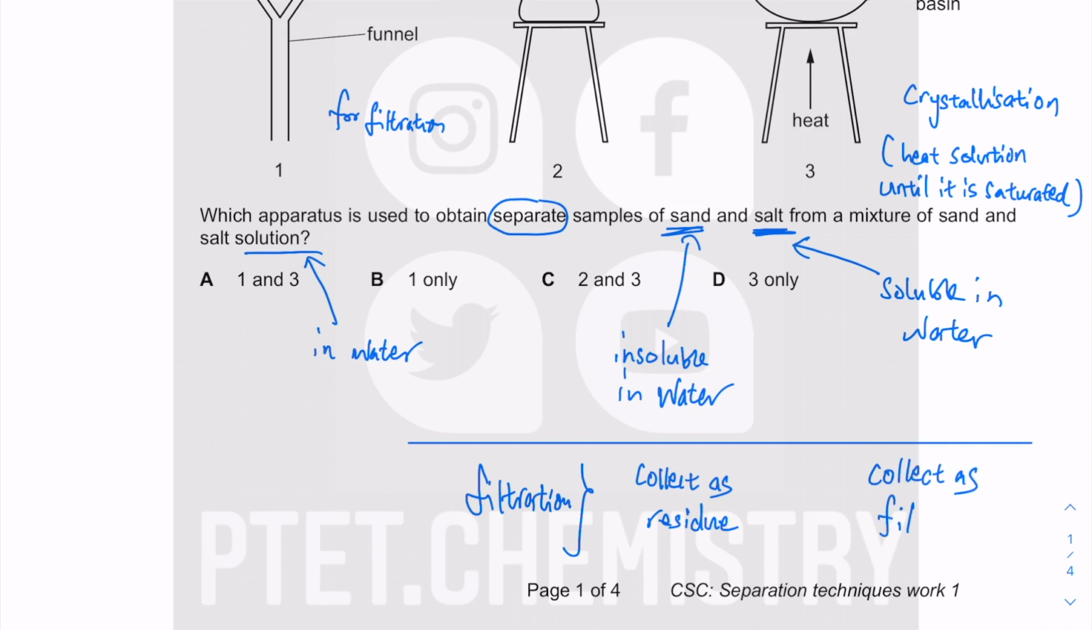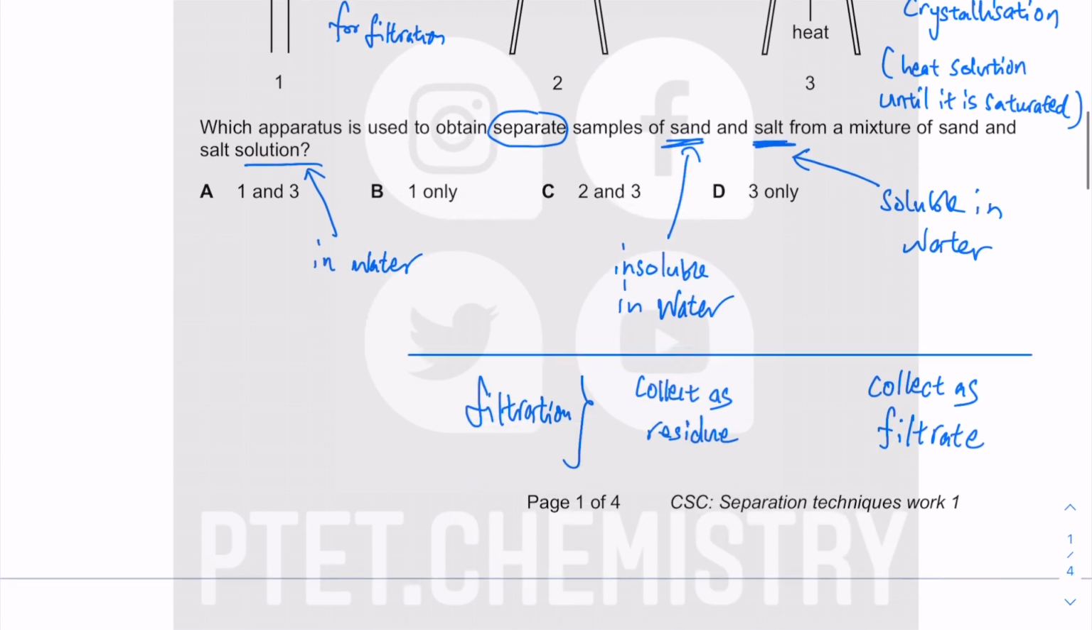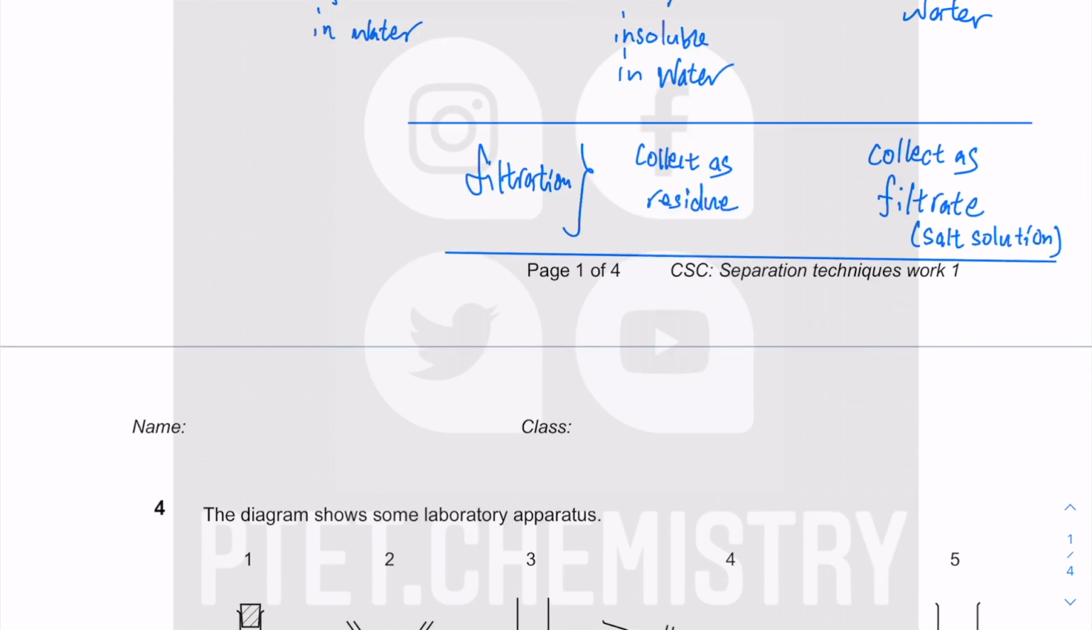The same thing with this one. Filtrate is the liquid that passes through the filter. Okay, but you want to obtain separate samples of sand and salt. You do not want salt solution. Okay, so this is going to be a salt solution, because the salt is soluble in water. It will pass through as salt dissolved in water. But what you want is sand and salt. You do not want salt solution, you want salt. So you need to do further purification in order to get the salt.